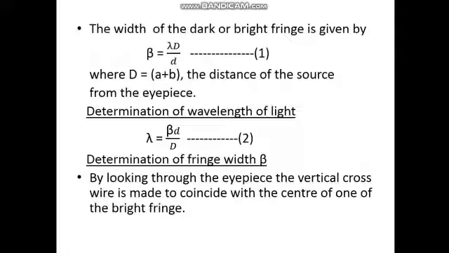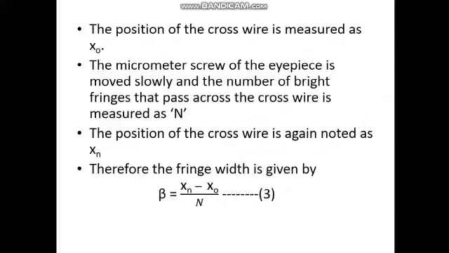By looking through the eyepiece, the vertical crosswire is made to coincide with the center of one of the bright fringes. The position of the crosswire is measured as x0. The micrometer screw of the eyepiece is moved slowly, and the number of bright fringes that pass across the crosswire is counted as n. The position of the crosswire is again noted as xn. Therefore, the fringe width beta is equal to xn minus x0 divided by n.